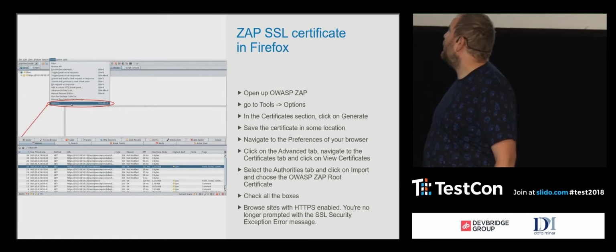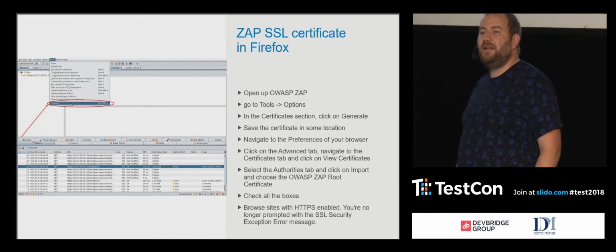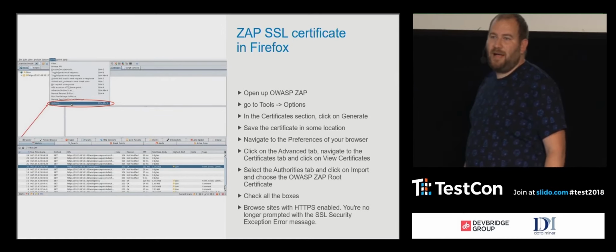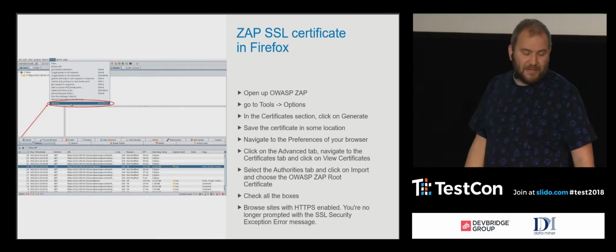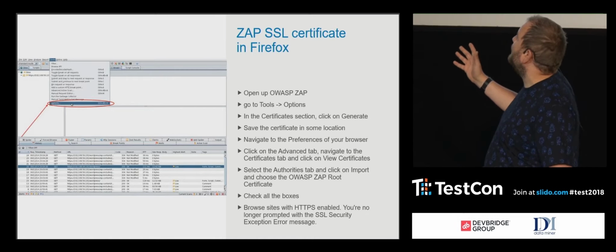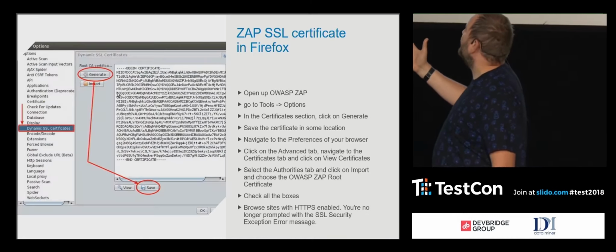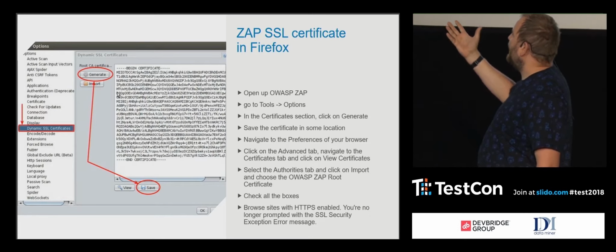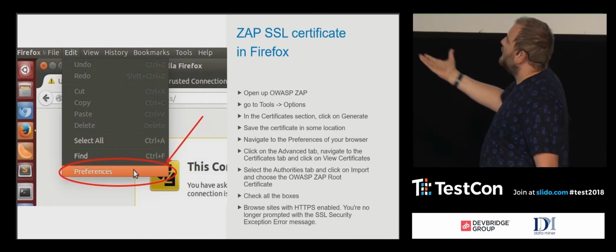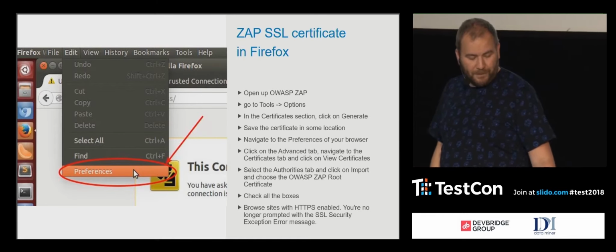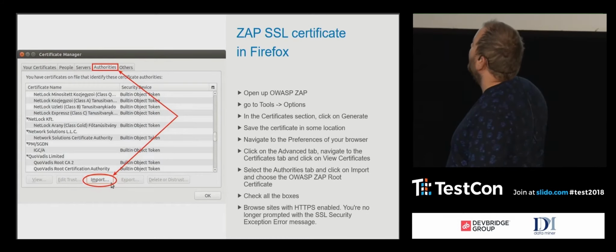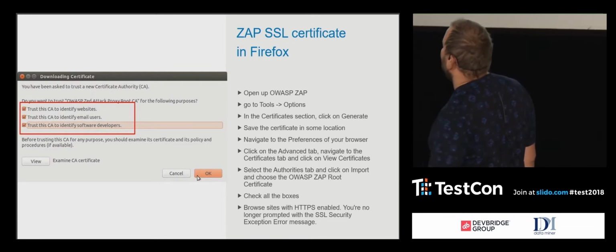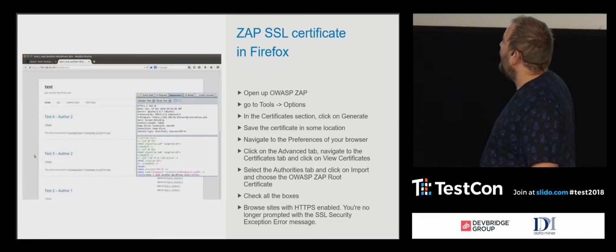Then the next step was to have the certificate itself available in Firefox. I think you will get all the slides from the organizers. I will send them straight after the conference. But this is a step-by-step solution. You go to the options in the ZAP scanner, generate the certificate, save it locally on your drive, then go to the web browser you want to use, go to View Certificates, import the new certificate and make it trusted on all levels. And that's what you get.